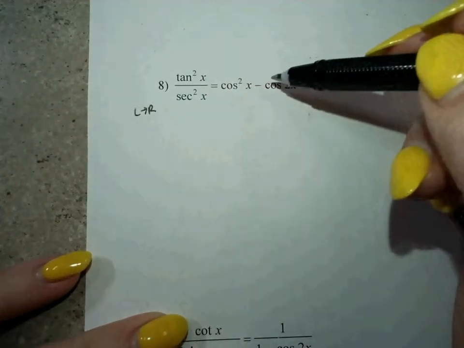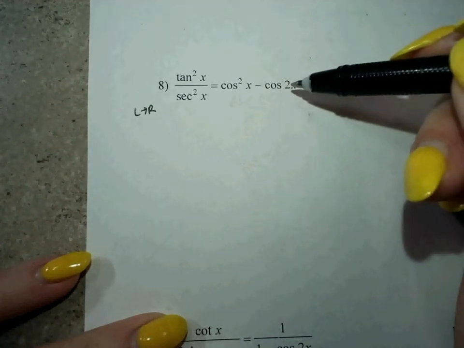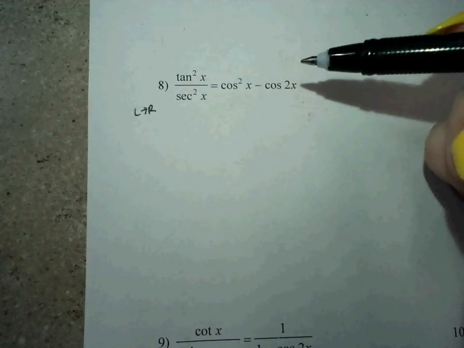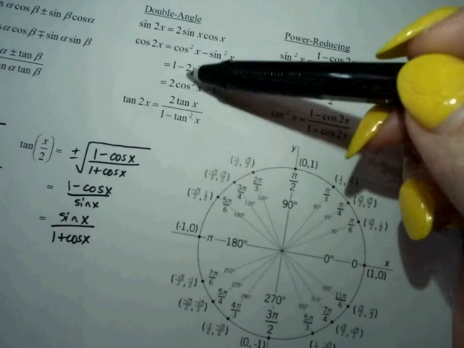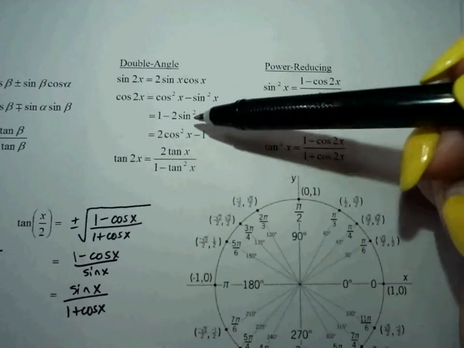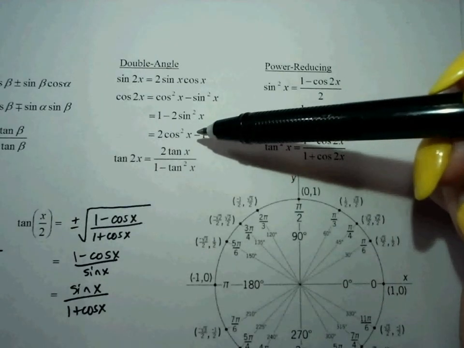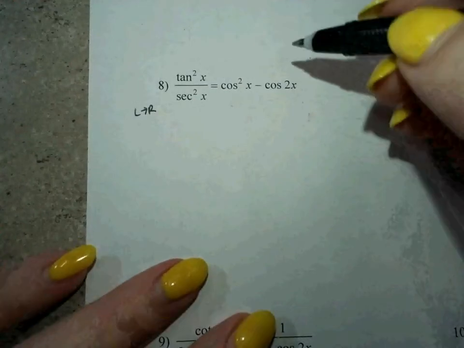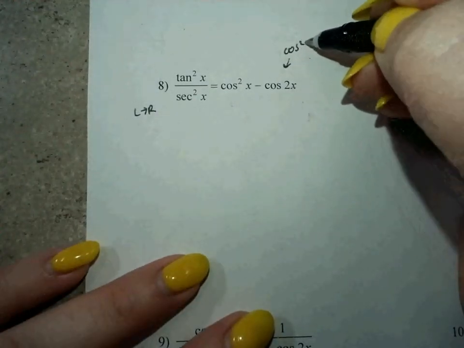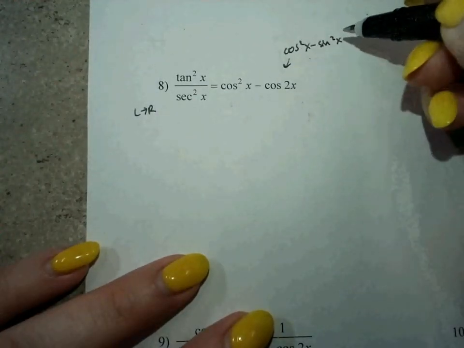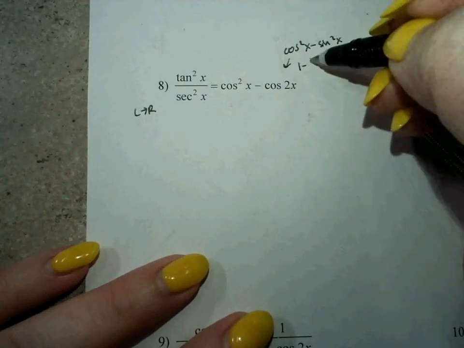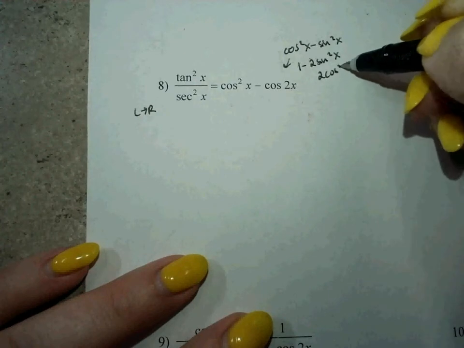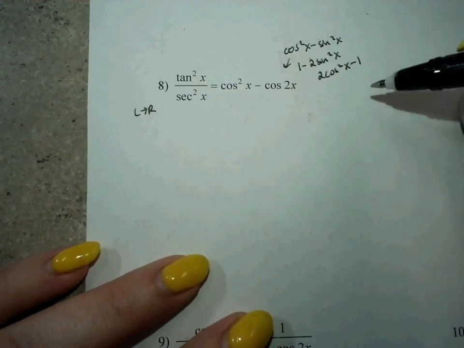I need to get this somehow to cosine squared minus cosine of 2x. So I'm going to keep in mind what cosine of 2x equals. Cosine of 2x equals all of these things. So I'm going to write all three of those things down on here so that I can have them for reference. So this right here is cosine squared minus sine squared. It is 1 minus 2 sine squared. And it is 2 cosine squared minus 1.